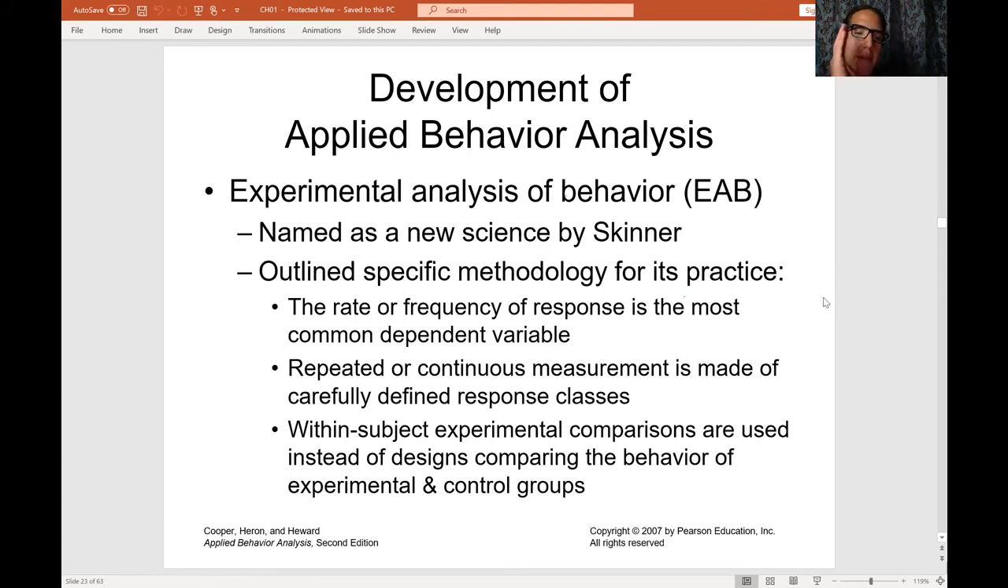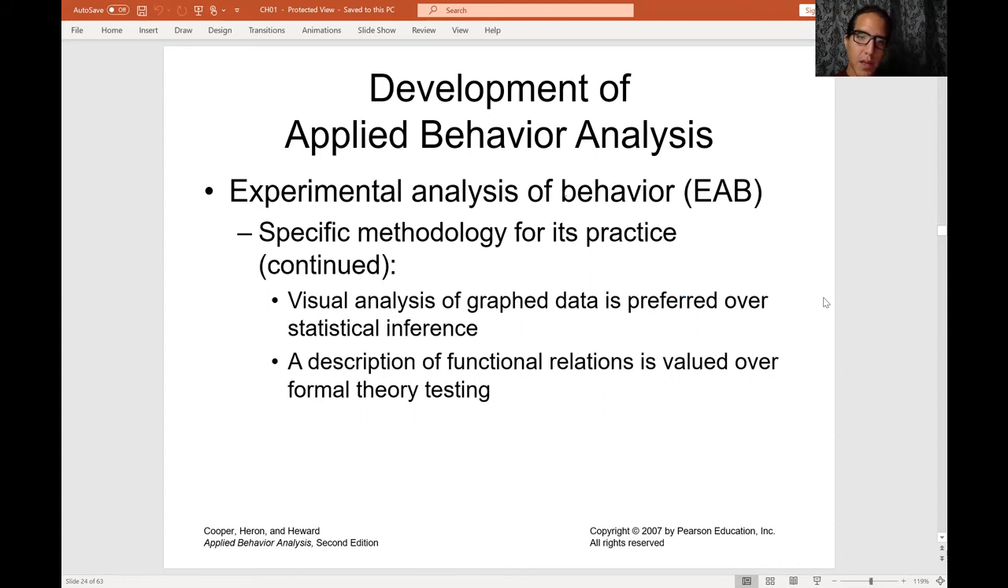So that is why having one subject is very powerful, because you can see the individual changes, the individual application of this variable, right? Let's move on here. There is a specific methodology for its practice. These include the visual analysis of graph data, which is preferred over statistical inferences, like we were talking about.